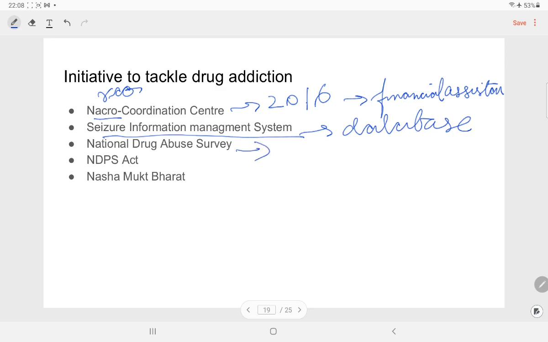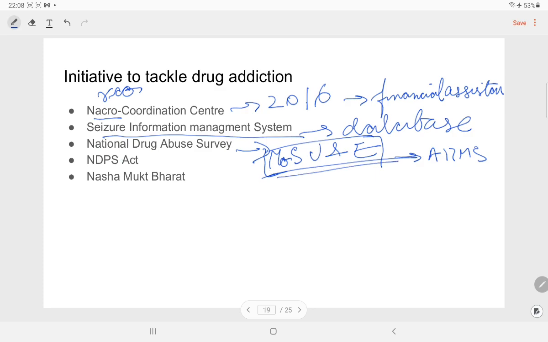And there is also the National Drug Abuse Survey. It is to measure trends of drug abuse in India, through the Ministry of Social Justice and Empowerment, with the help of the National Drug Dependence Treatment Centre of AIIMS. So AIIMS and the Ministry of Social Justice and Empowerment. These kinds of facts become important when it comes to prelims. So we can say the National Drug Abuse Survey is related to which ministry? The Ministry of Social Justice and Empowerment should be our answer.